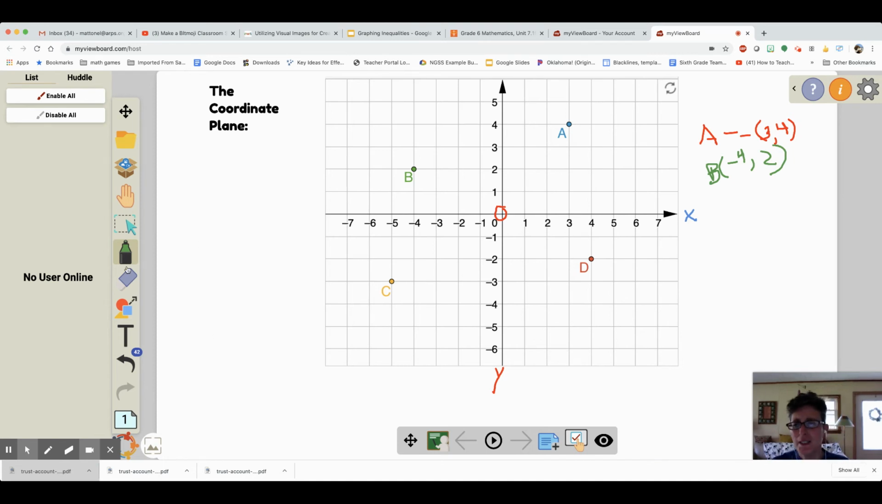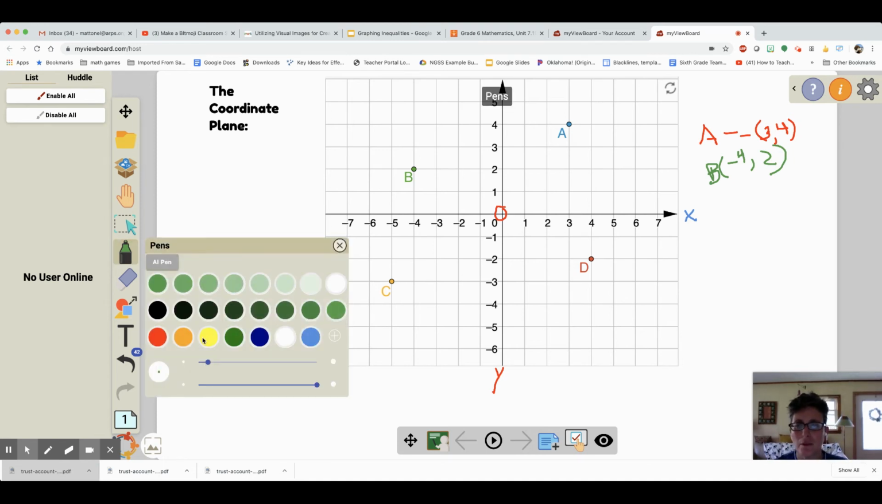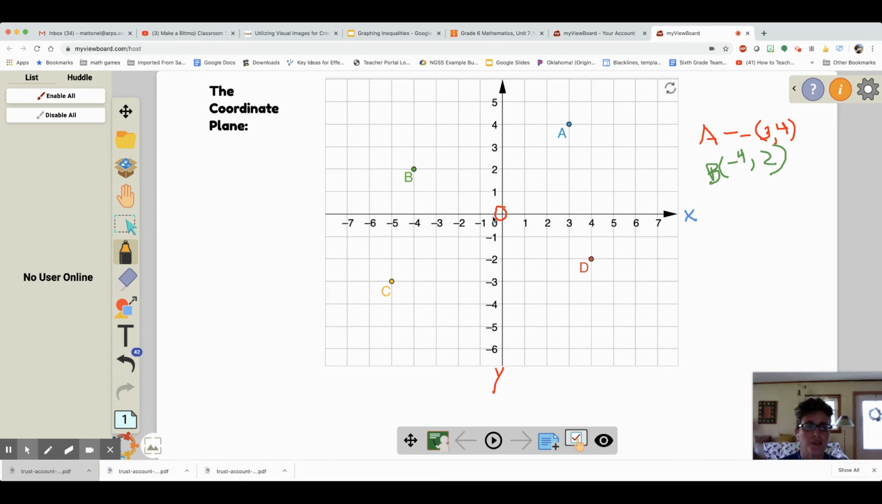Point C is both to the left and below. So I'm going -1, -2, -3, -4, -5, and I have -5. And 1, 2, 3 down from 0 is -3.